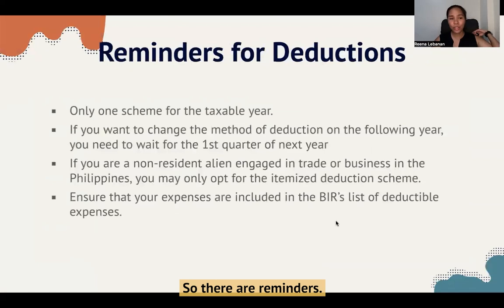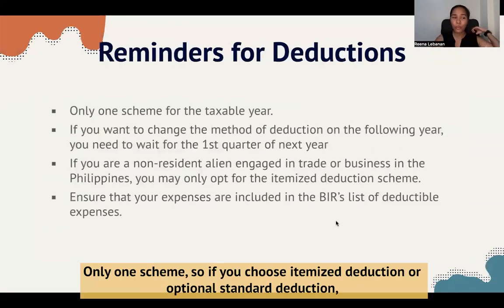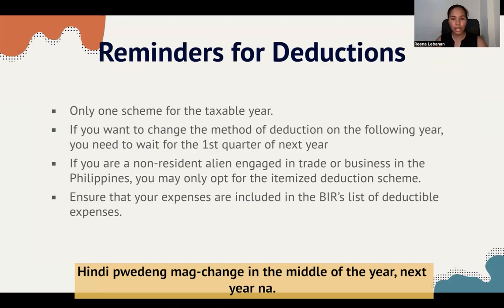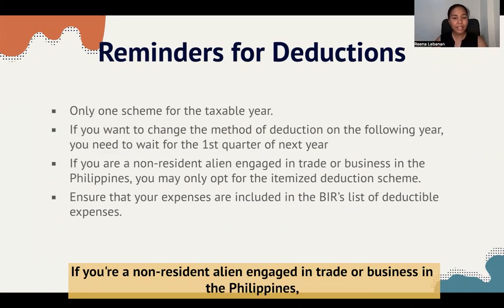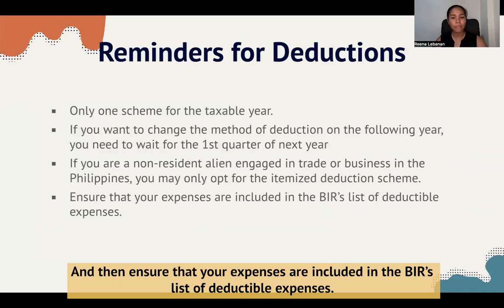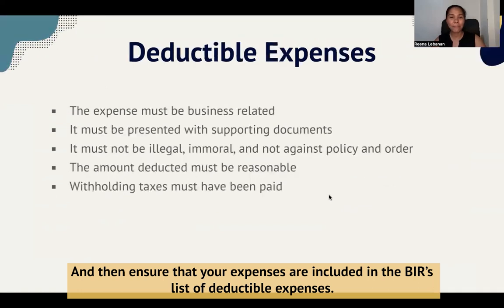So there are reminders: only one scheme. If you choose itemized deduction or the optional standard deduction, it is just one for the whole calendar year. Hindi pwedeng mag-change in the middle of the year. Next year na. If you're a non-resident alien engaged in trade or business in the Philippines, you may only avail of the itemized deduction scheme. And then ensure that your expenses are included in the BIR's list of deductible expenses.